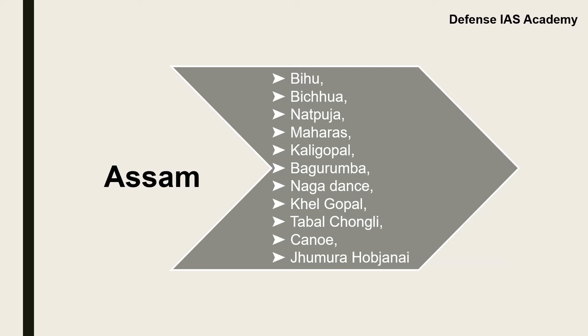In Assam, you can see the folk forms are Bihu, which is an important dance form of Assam. It's asked in many of the exams, the relation between Assam and Bihu. Then next is the Bichua, the Nat Puja, Maharas, Kali Gopal, Bagurumba, Naga Dance, Khel Gopal, Tabal Chungli, Kanoi, Jumura, Hobjanai. So these are the different folk art forms of Assam. I'm sorry if I have mispronounced something, please pardon me.